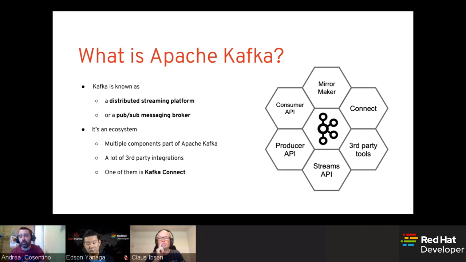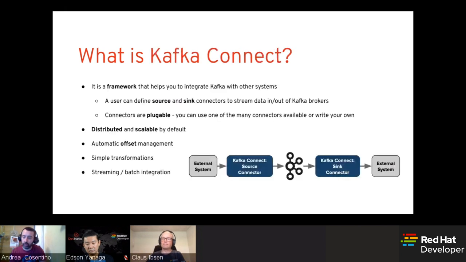We are focusing much more on the Kafka Connect framework in this case, which is one of the components of Apache Kafka, and is a framework that helps the user to integrate Kafka with other external systems. So with Kafka Connect, you are able to create connectors to ingest data in Kafka and stream this data out of Kafka to external systems. And these connectors are pluggable, so you can use available ones or also create your own custom connector with multiple features, like automatic offset management, for example.